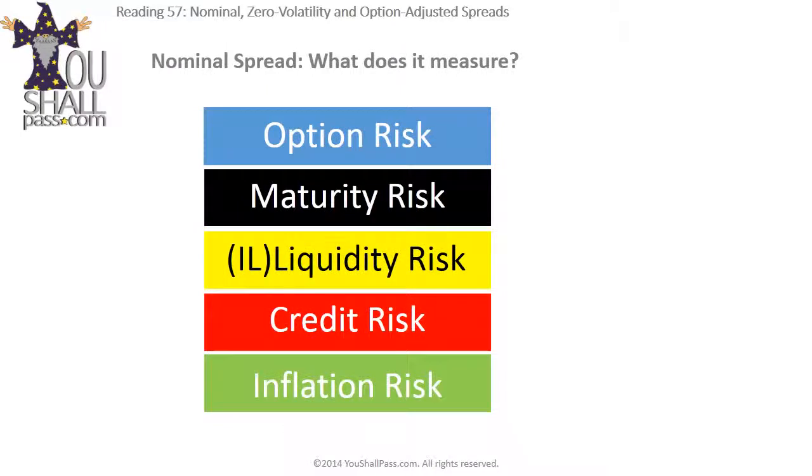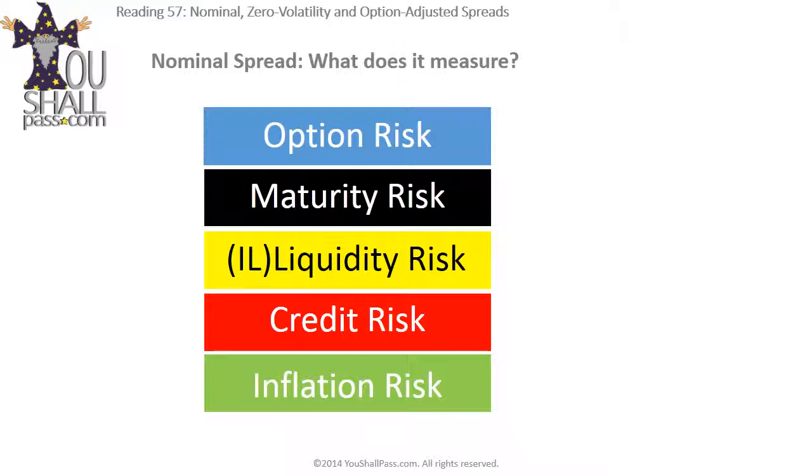This is the risk pyramid that we've been using across a lot of our videos regarding interest rates. It basically decomposes interest rates into the various risks that they are compensating an investor for. Depending on which two bonds we're comparing, the nominal spread can be considered as compensation in yield for the difference in risks between the two bonds.